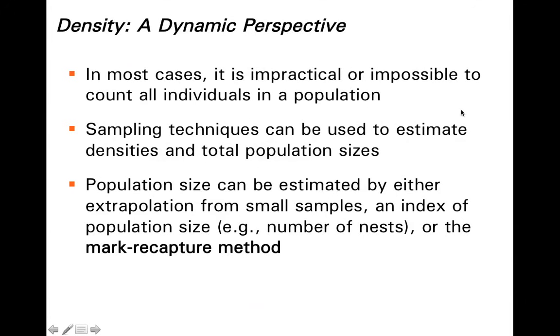So in many contexts, it's hard to know exactly how many individuals are in a population. If you can't census the entire population, the next best thing you can do is to sample that population. There are a number of techniques that have been employed by ecologists to estimate densities and population sizes.